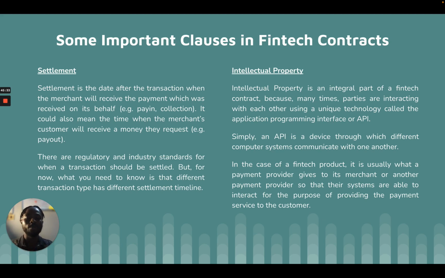So it's like a communication system for technologies, for software. Now, in the case of a fintech product, it is what a payment provider would give to its merchant, or a payment provider would give to another payment provider, so that their systems are able to interact for the purpose of providing payment service to you and me, the customers, right? At the end of the day, what is most important is that you want your people to be able to receive, accept, or make payments, right? So the API usually is what is given. Again, there are products that you don't necessarily need to get an API from, right? But as far as a lot of fintech products are concerned, API is very key.